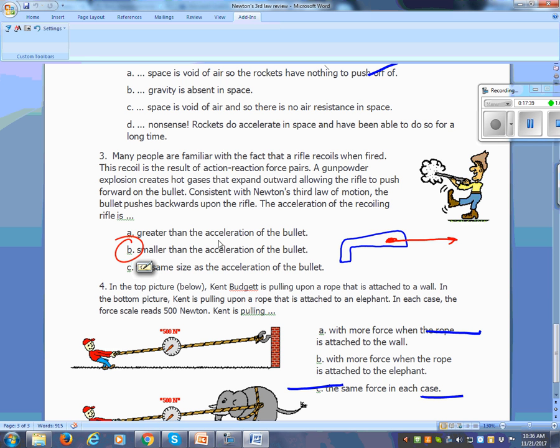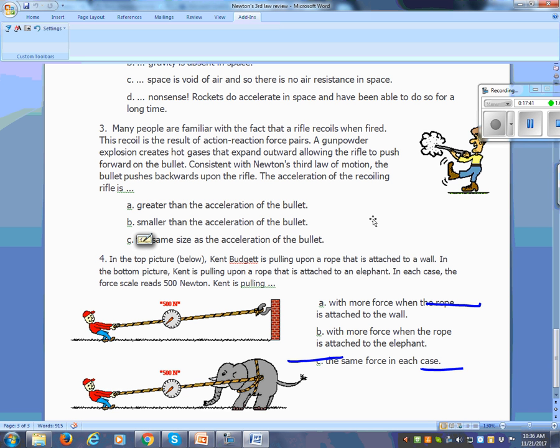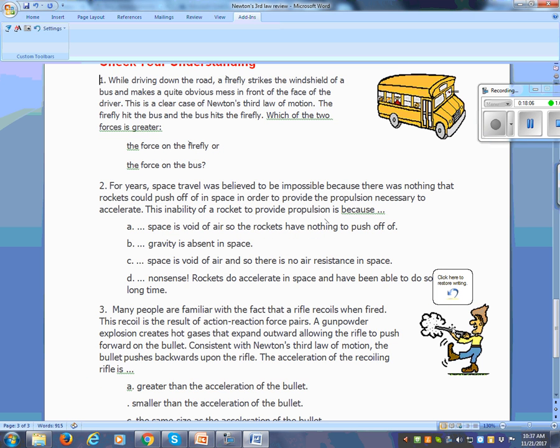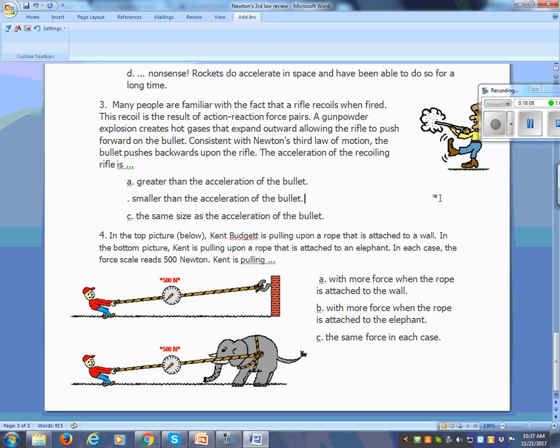Okay, in the top picture down below, this guy, his name is Kent Budget. I don't know if it's because he's not very strong or he can't deal with money. Kent is pulling upon a rope that is attached to a wall. In the bottom picture, Kent is pulling upon a rope that is attached to an elephant. In each case, the force scale reads 500 newtons.